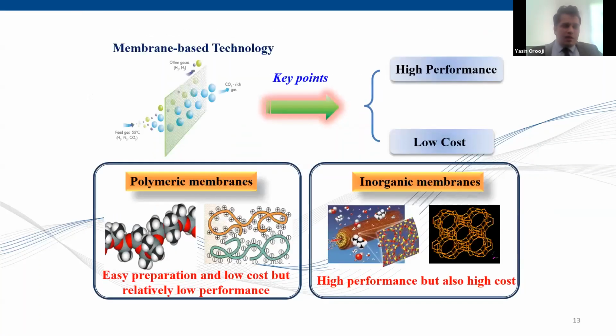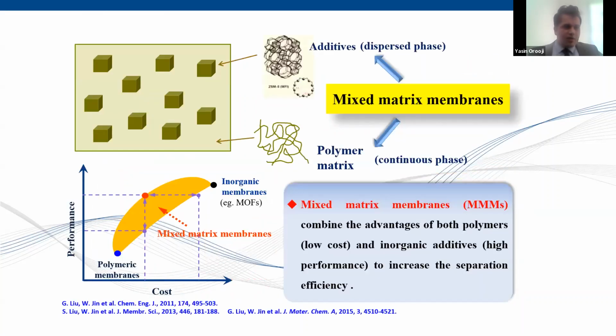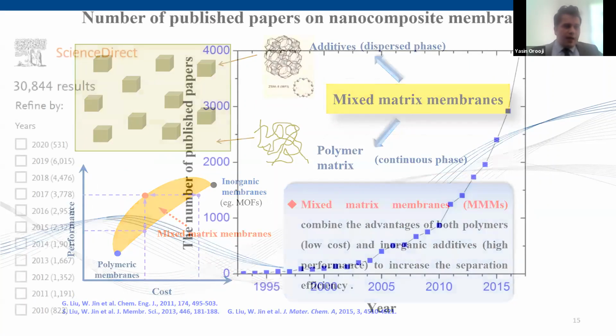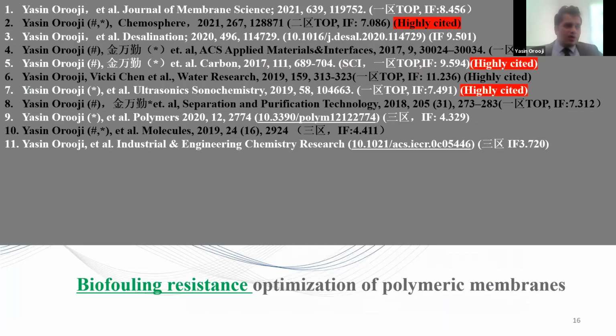In membrane technology, we take care of high performance and low cost. This is why we usually use mixed matrix membranes. And it is a very hot topic, at least in Elsevier. In the recent 30 years, we can see the progress of attention for blending. These are my contributions to the membrane society.